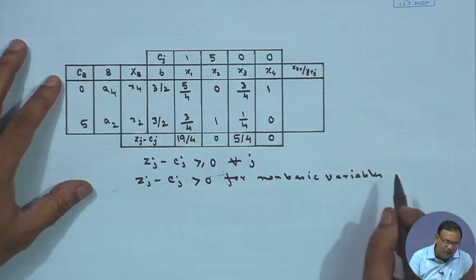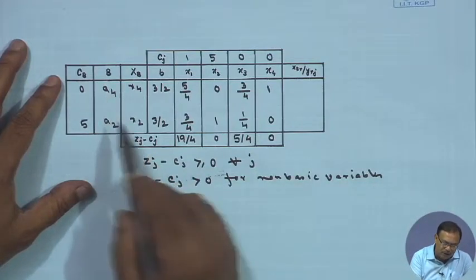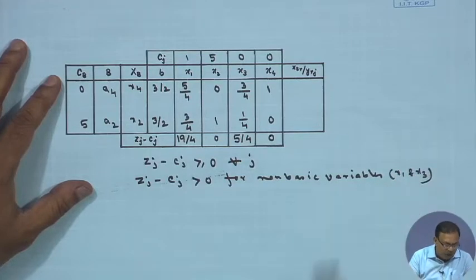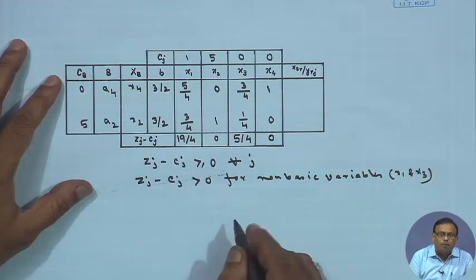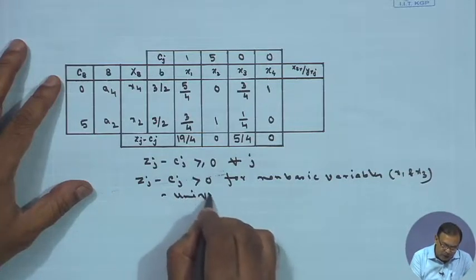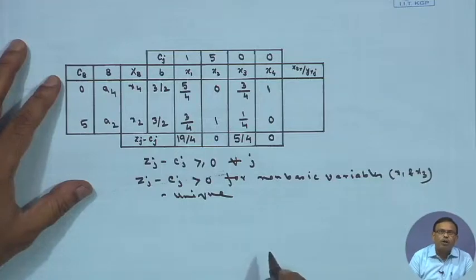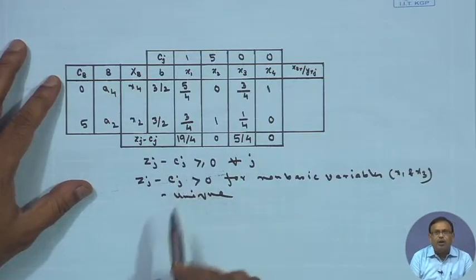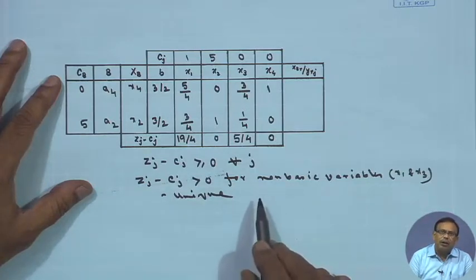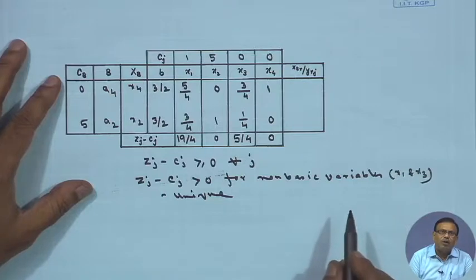Your non-basic variables, which are not present in the basis, are x1 and x3. Therefore, whatever optimum solution you obtain will be unique. Your optimal solution for this case will be unique, because zj minus cj is greater than or equal to 0, and zj minus cj is greater than 0 for non-basic variables.